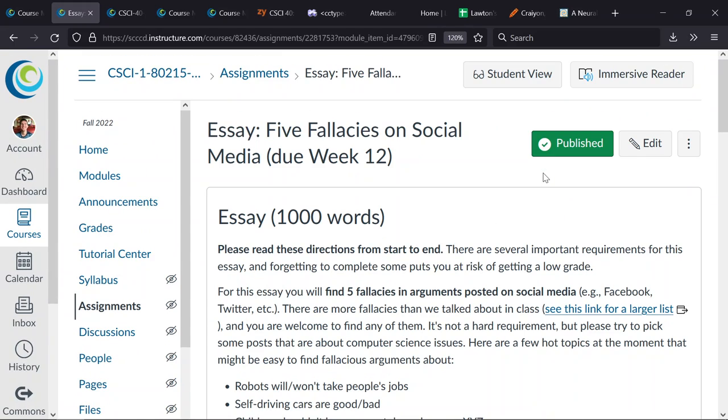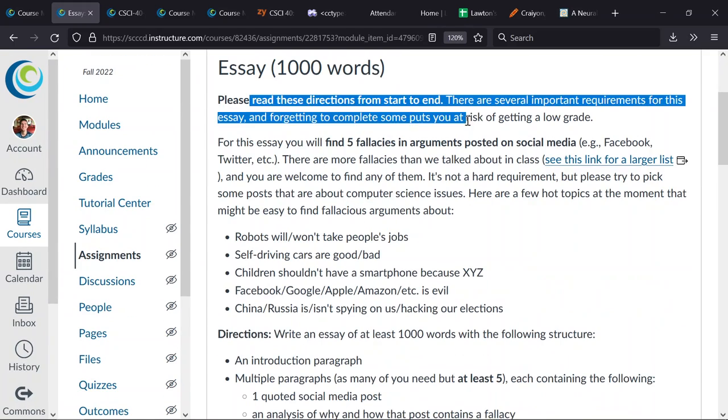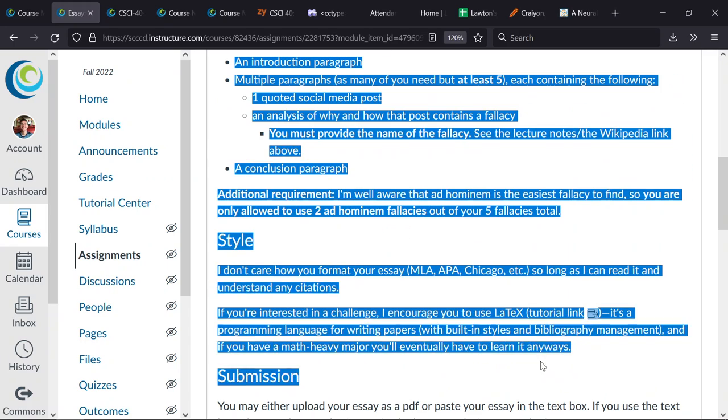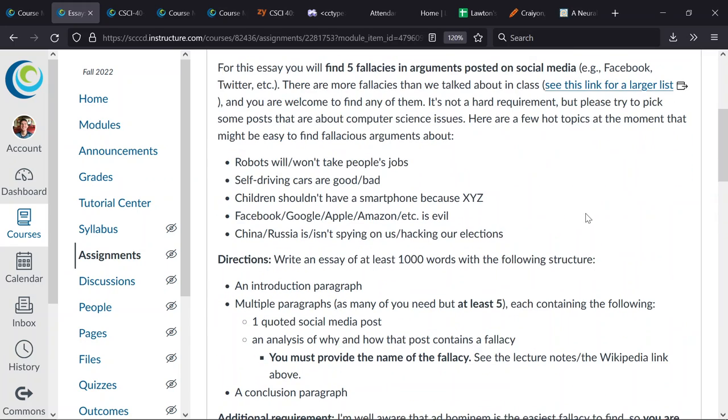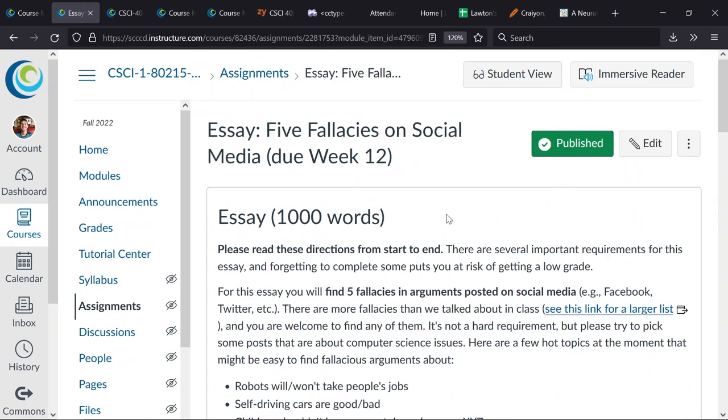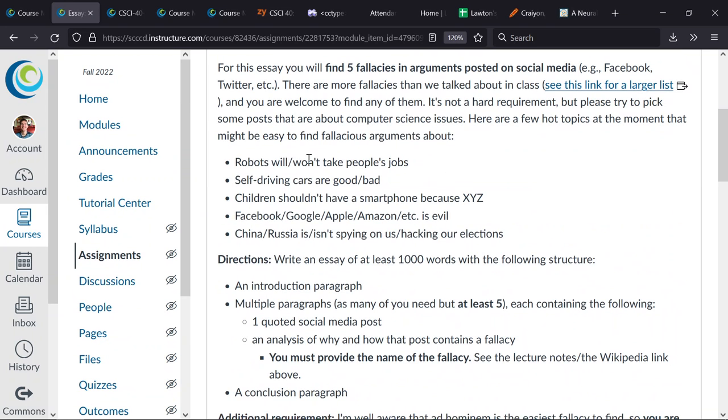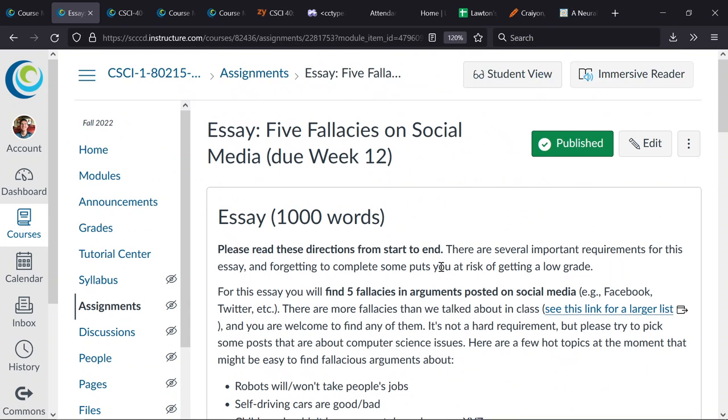It's going to be 1,000 words. Okay, please read all of these directions. Even if I explain most of it, I want you to read all of it again, please, because a lot of students have missed some of these requirements and gotten a bad grade because of it, okay? So definitely read the requirements.